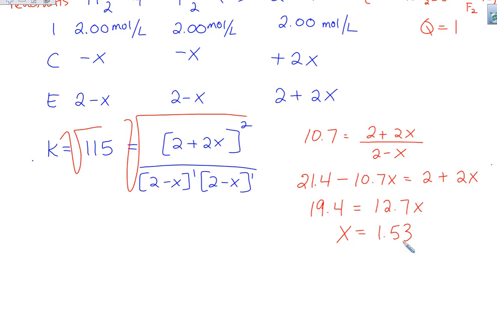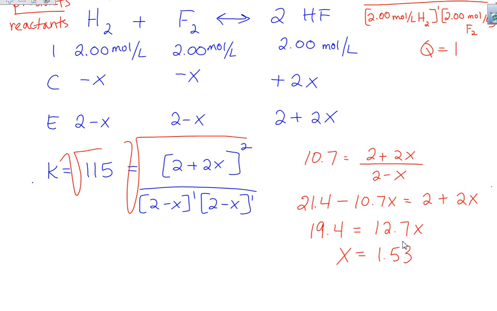Fabulous. I can plug this back into my ice table and away we go. The more ice tables you solve, there are some common mistakes, like forgetting the 2x or forgetting to square it again in your equilibrium expression. But after a while, you kind of know what to look for, and these things really are near fun. Like I would almost call this fun. All right, so we're going to plug in x, and then we're done.